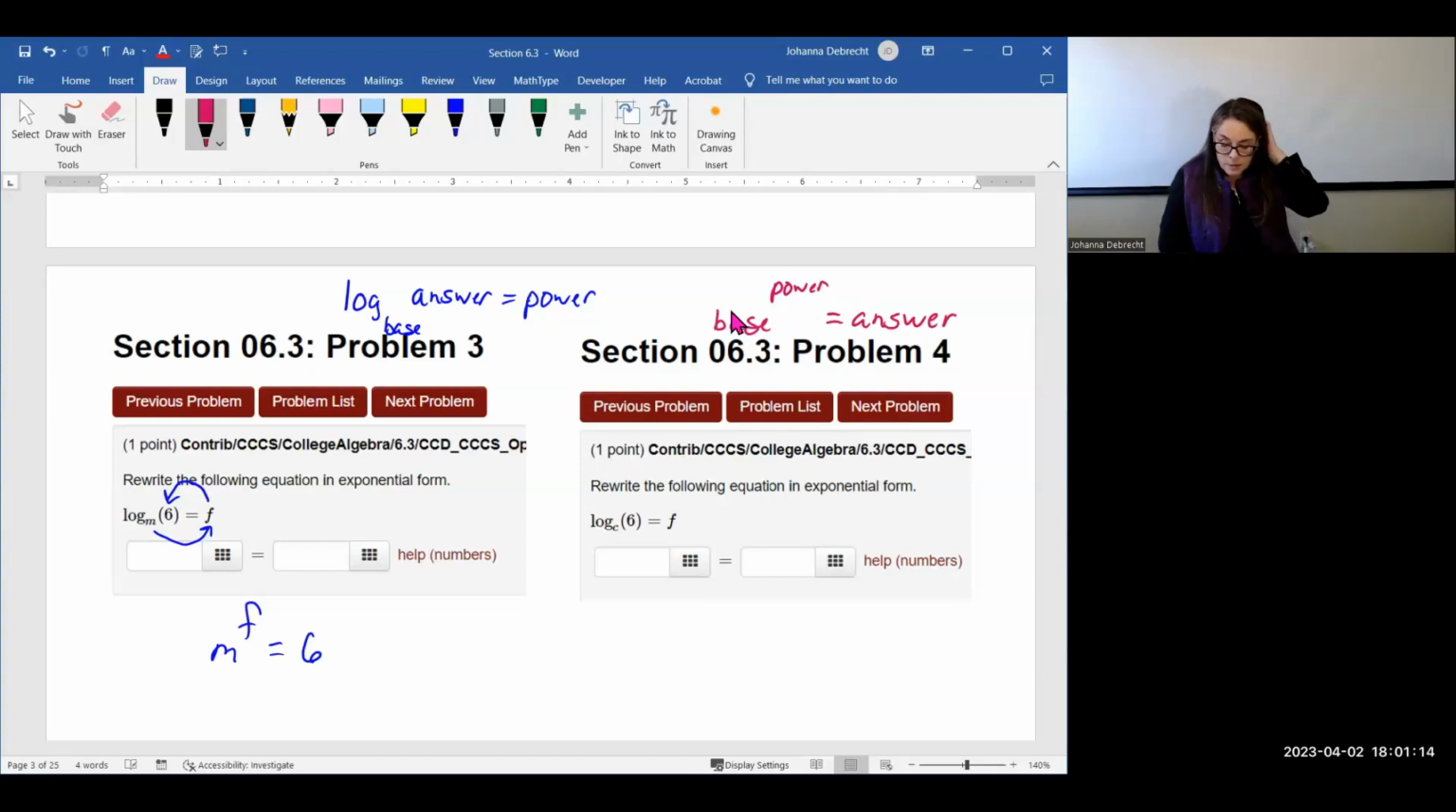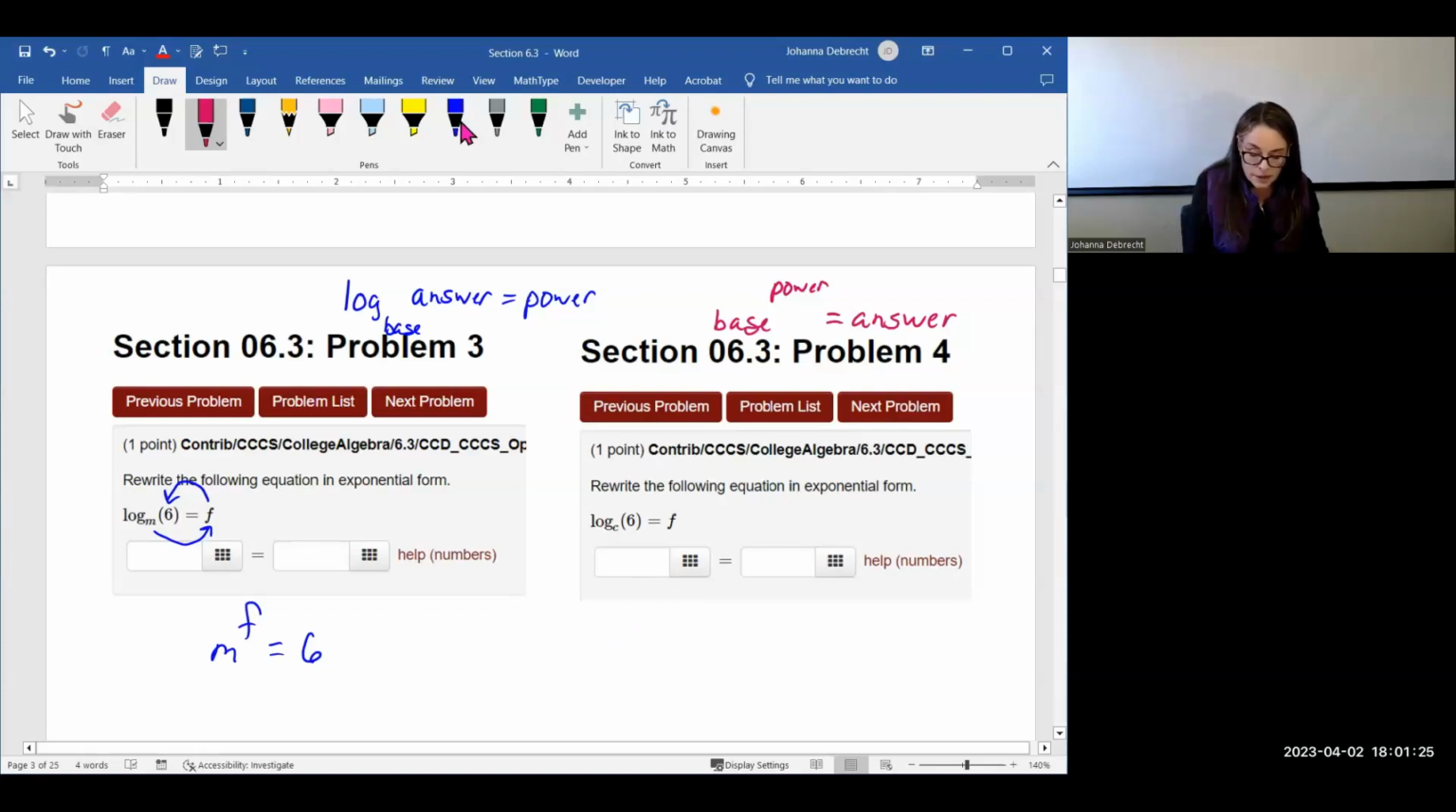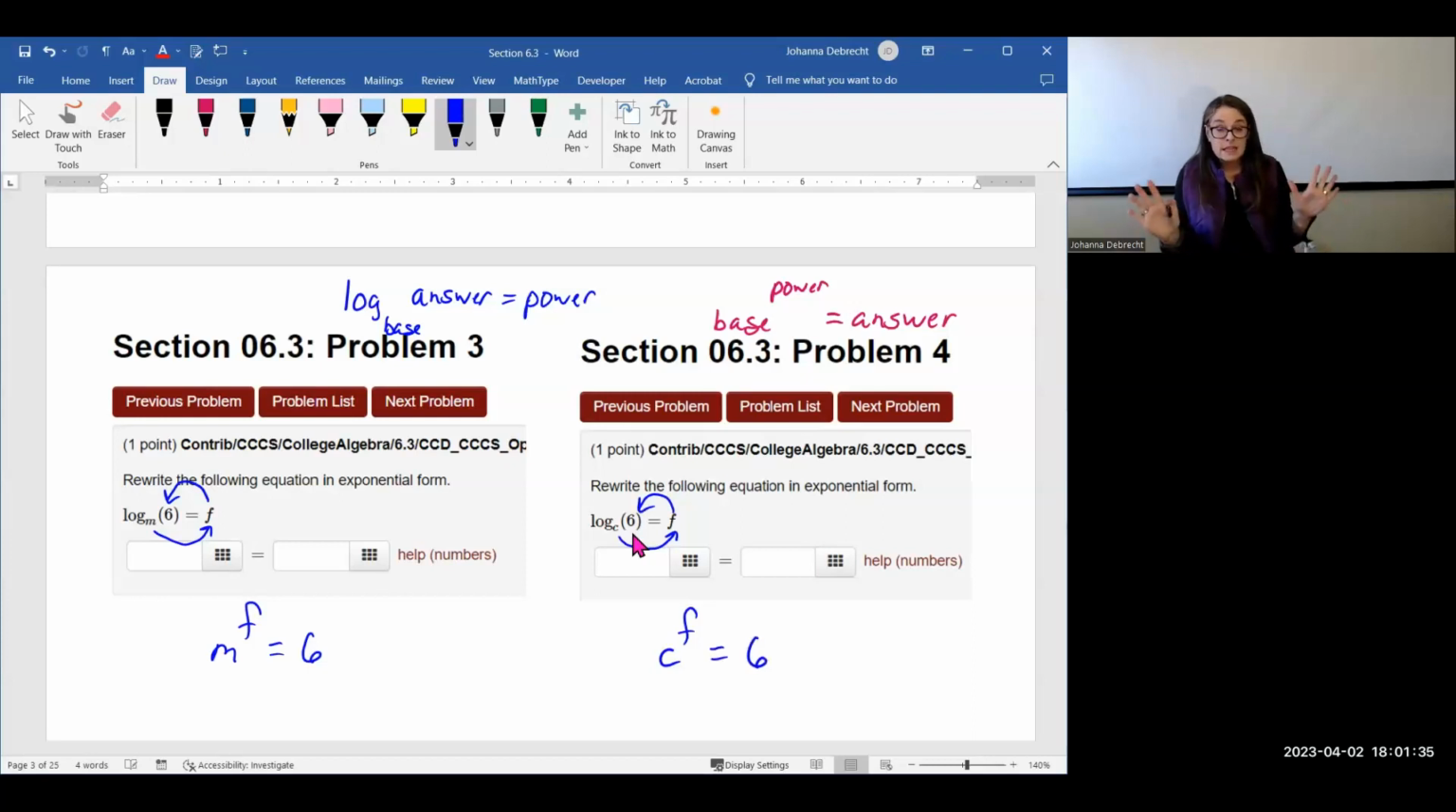right? So when I'm looking at that, now the next thing I'm going to do is I'm going to convert this second problem here, problem number 4. So when I'm looking at problem number 4, I have base C to power F equals answer 6. That's it. That's all you're supposed to do. I know this seems too easy, but that's it. That's all you're supposed to do. Let's move on now to the next problem.